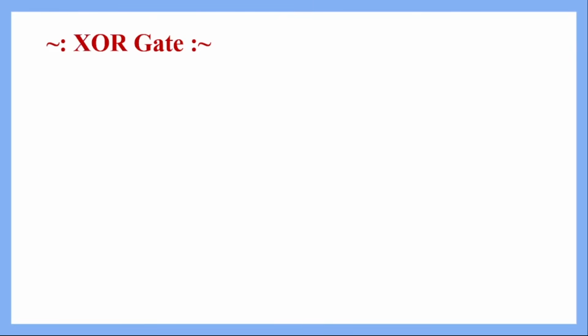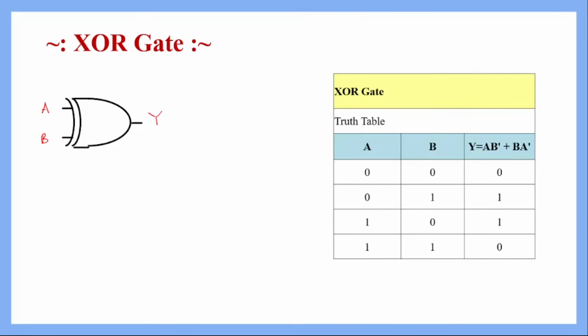Now next we will see the operation of another gate, which is XOR gate. This is the circuit symbol of 2 input XOR gate, where A, B are inputs and Y is the output. And this is the truth table of this XOR gate, where the input and output are related by this symbol, the symbol of XOR gate, and logically they are related like this: A then B complement plus B then A complement. So this is how both the inputs and output of an XOR gate are related.